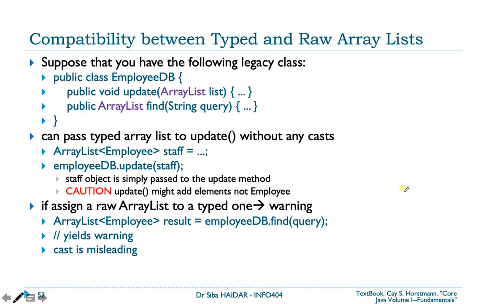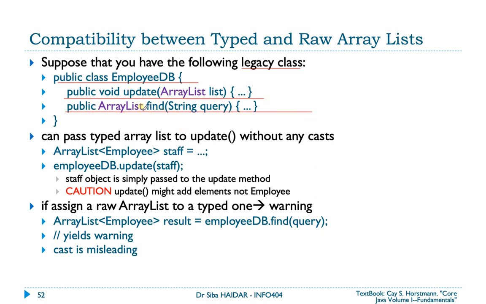Now, before finishing this abstraction, we will talk a little bit about the compatibility between typed and raw array lists. We will be back to this in the generics chapter. Whenever you have legacy code, a legacy class, suppose that you have the following legacy class called EmployeeDB. Someone wrote this class, and inside this class there are, among others, these two methods.